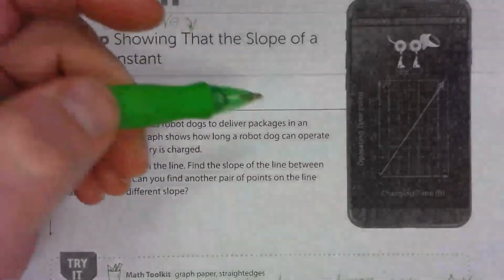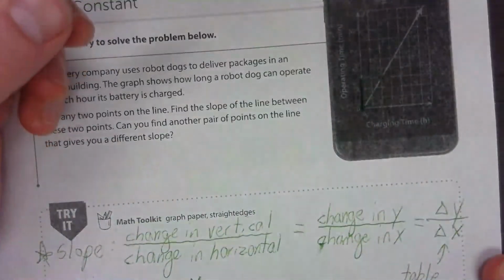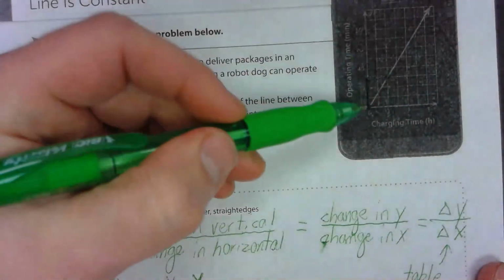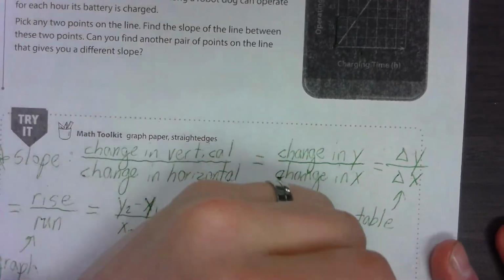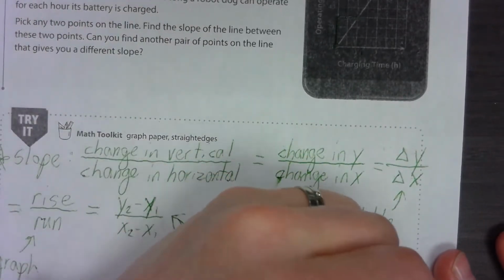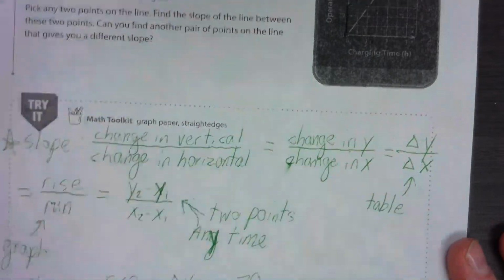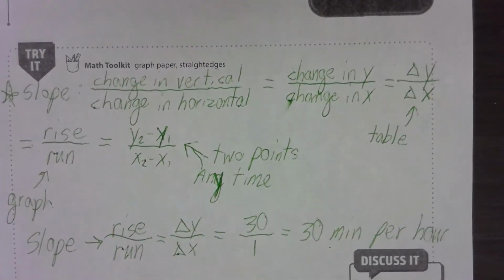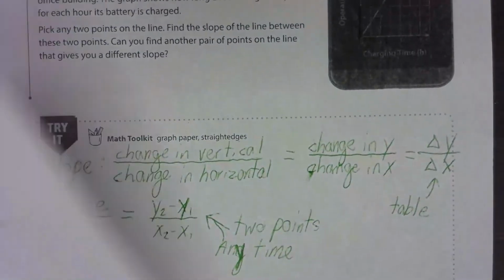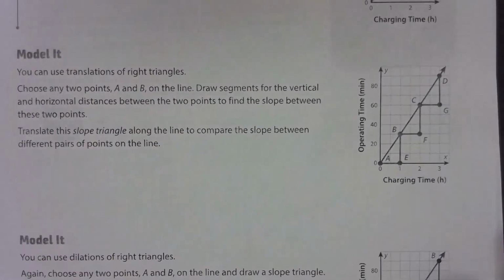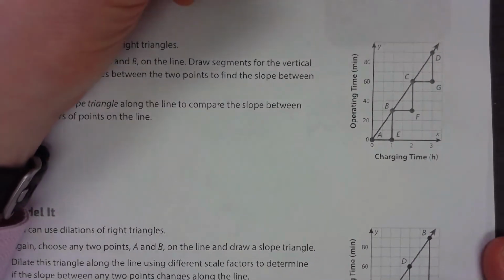And we're going to say 30 what? It's going up what? Operating time. We get 30 minutes of operating time per hour. Okay. And I wonder if that stays the same if we pick any other 2 points. And that is what's on this next page, showing us these different representations.